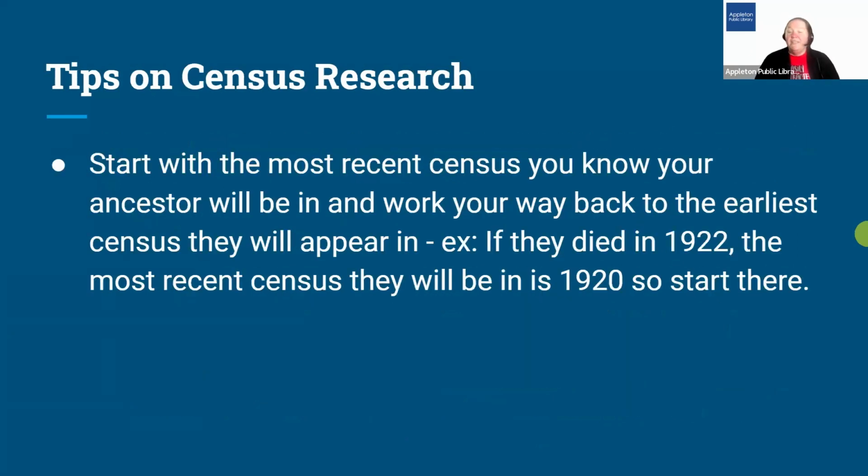Start with the most recent census that your ancestor is going to be in and work your way back. So just like I mentioned earlier, if they died in 1922, the most recent census they're going to be in is 1920. So always start there, and work your way back to the earliest census that they're going to be in.